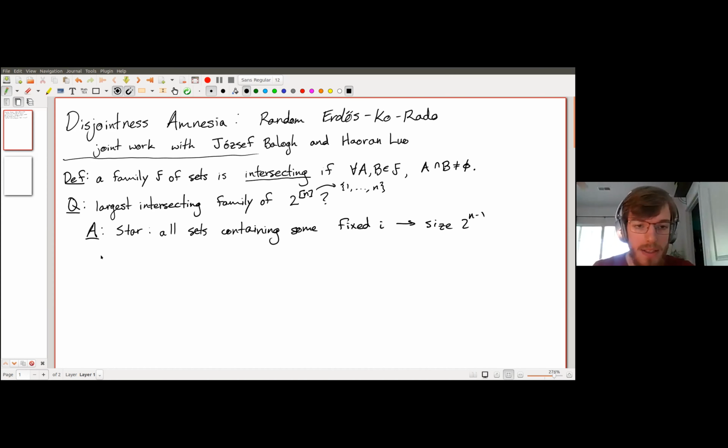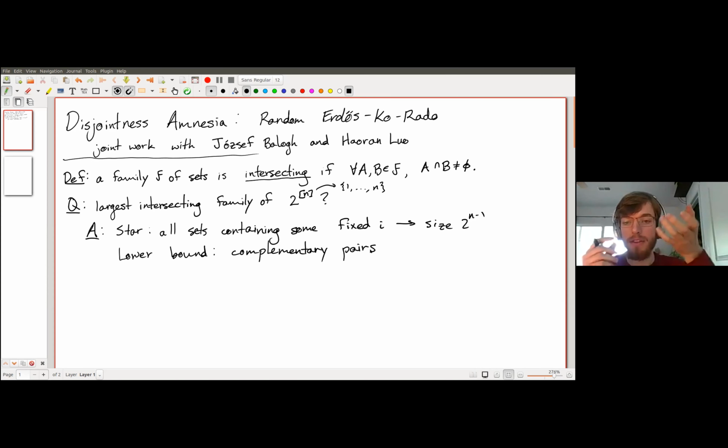And now, why is this tight? Why is that the best you can do? For the upper bound, I'm going to divide all the subsets of 1 up to n into complementary pairs. Every subset of 1 up to n is disjoint from its complement in 1 up to n, and so you can have at most one of those 2 sets in your family. And so there you go. You can have at most half of the subsets of 1 up to n. And so the star is tight.